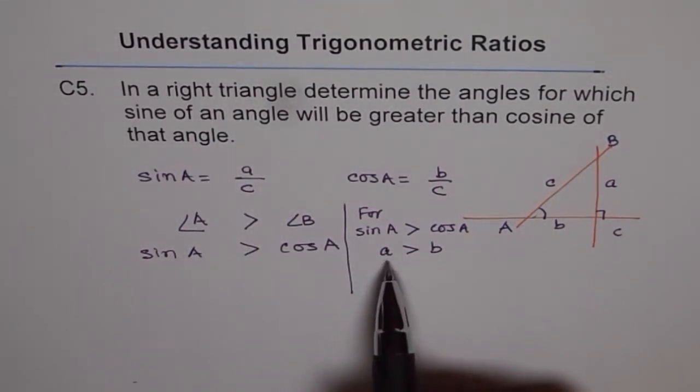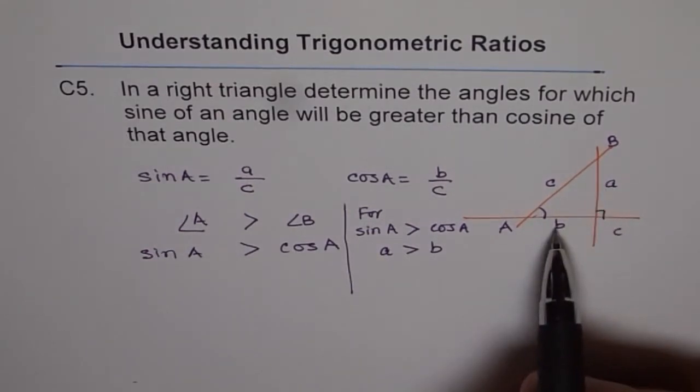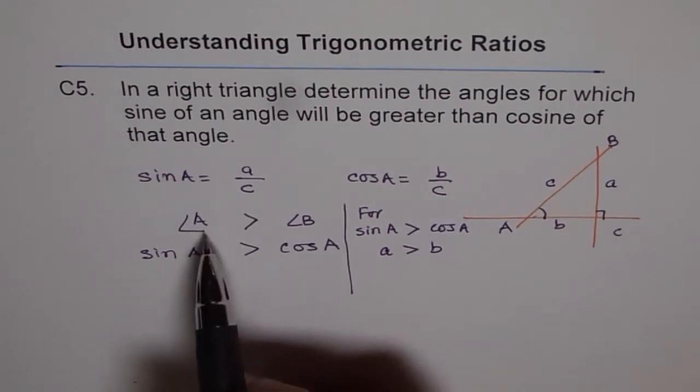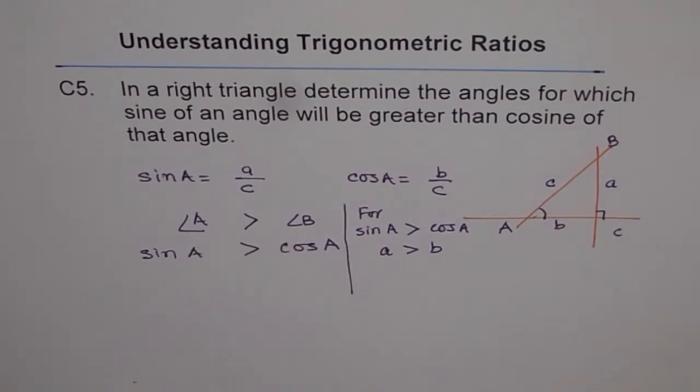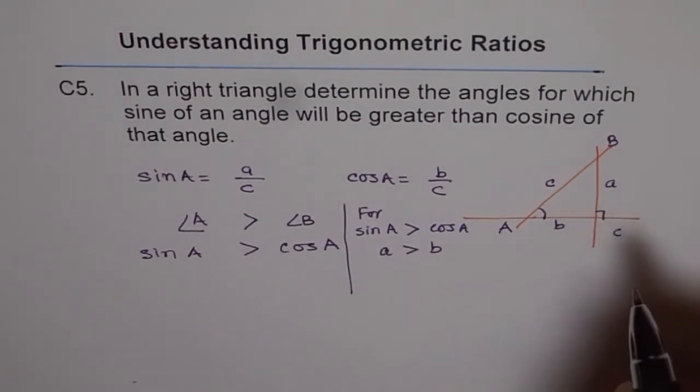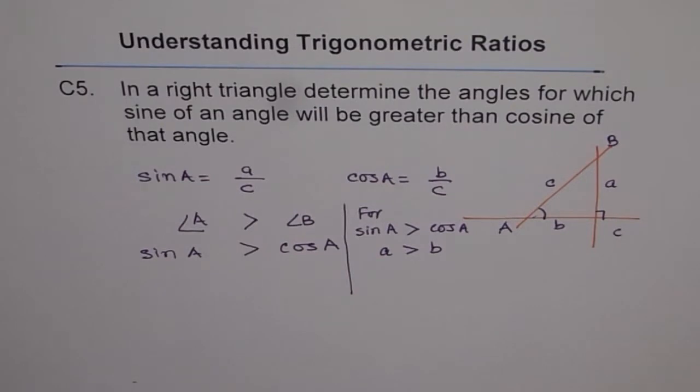Now, when will side a be greater than side b? Side a will be greater than side b if angle A is greater than angle B, correct? That's what it is. Now, that means if the two angles are equal, then sine and cosine will be equal. Perfect. And it works, right?